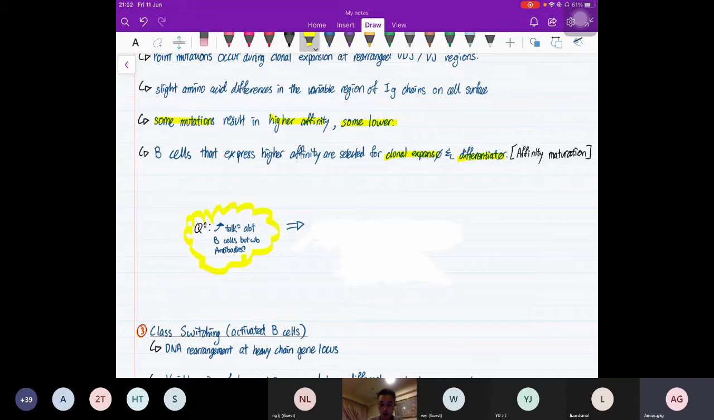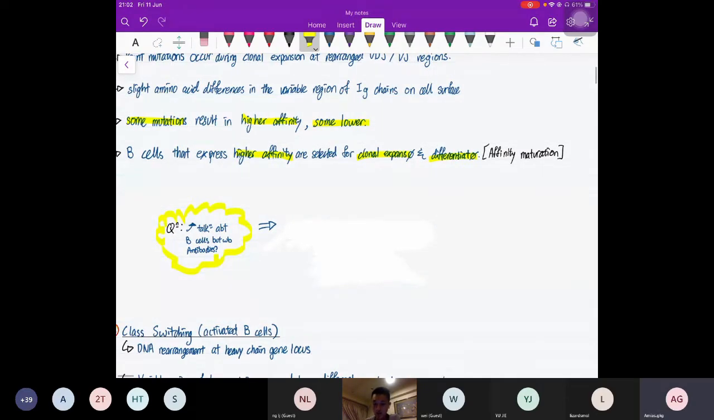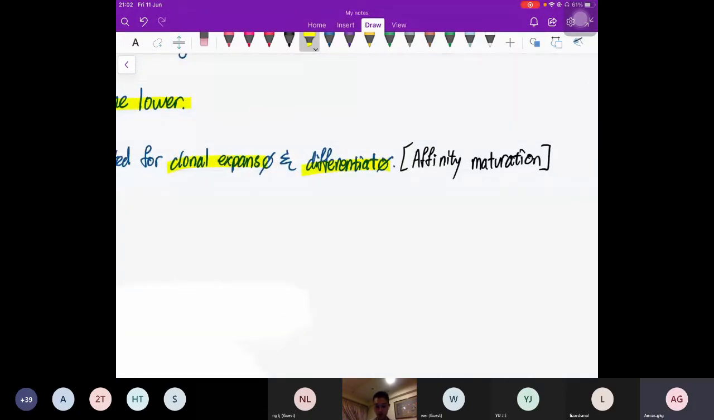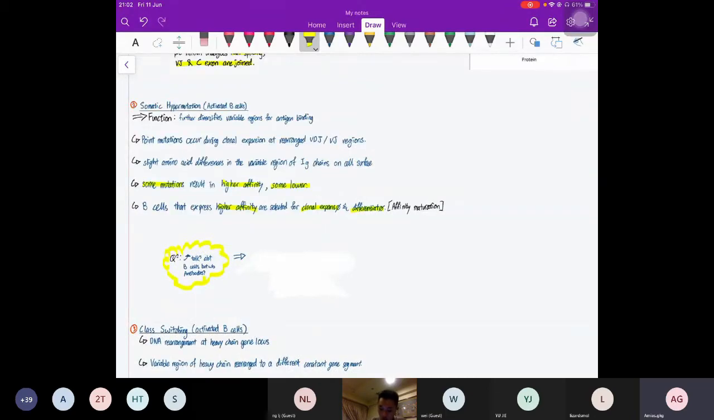B cells that have higher affinity are selected for clonal expansion and differentiation. The term for this whole process is called affinity maturation.